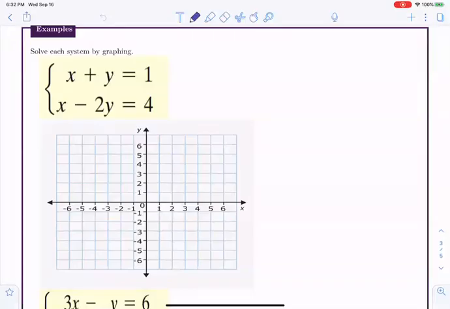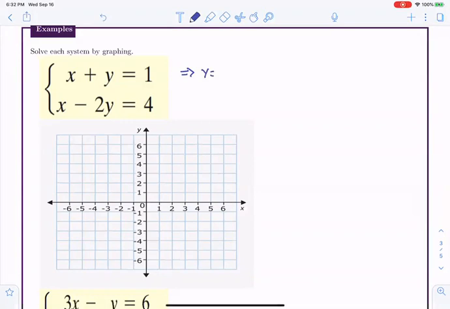Okay, so what we have is a system of linear equations. We call it a system because we have two linear equations. The first one is x plus y is equal to 1. The second equation is x minus 2y equals 4. So the first step is to rewrite it in slope-intercept form.